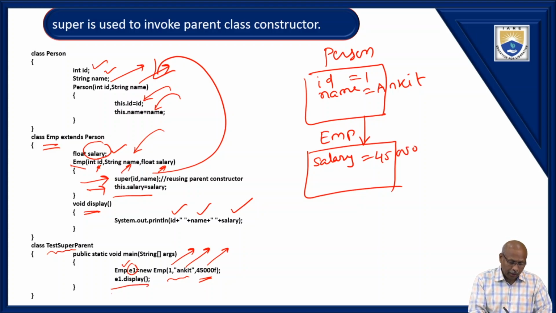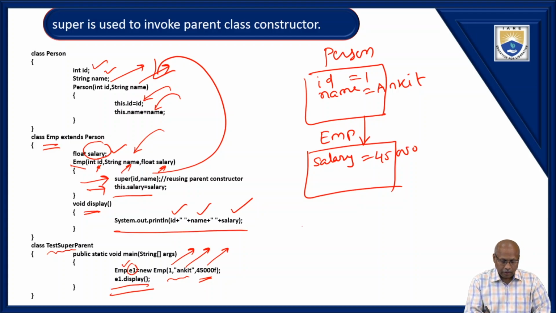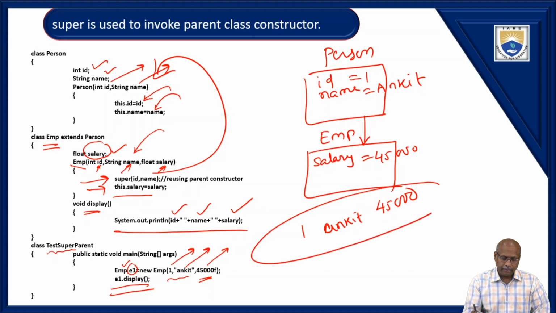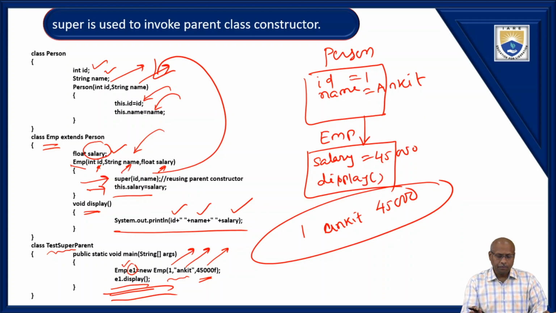So when I call E1.display, what will display? 1, Ankit and 45,000. This will be printed on the screen because you are calling the display method. This display method is part of my employee class. Fine. So this is the way the program works.